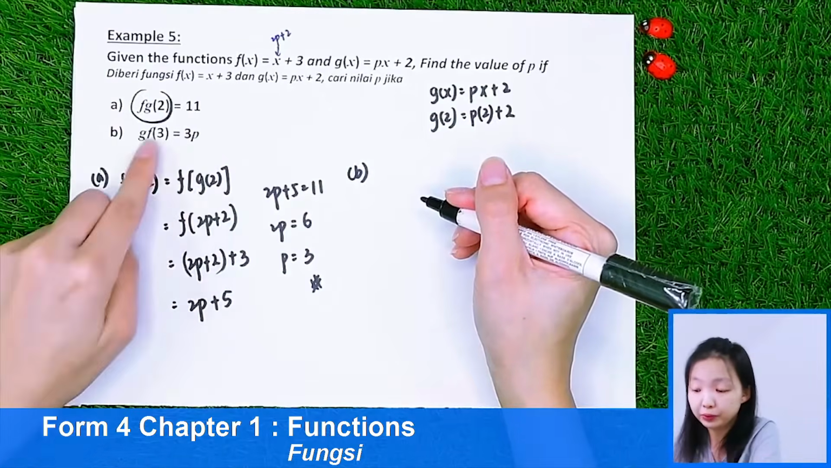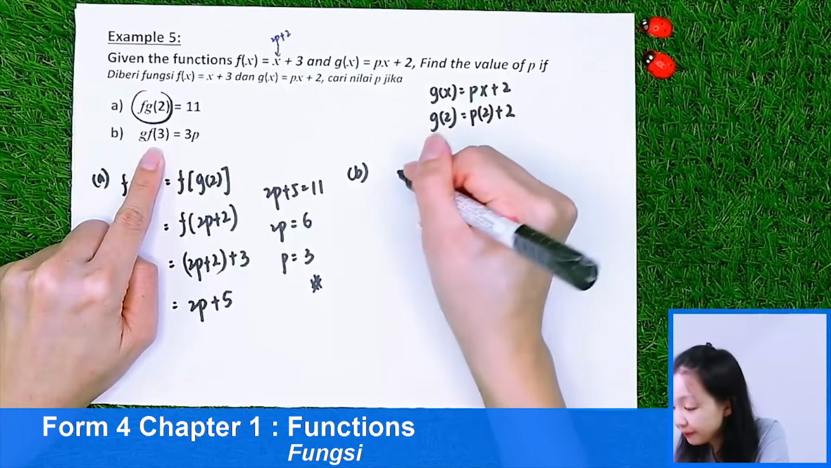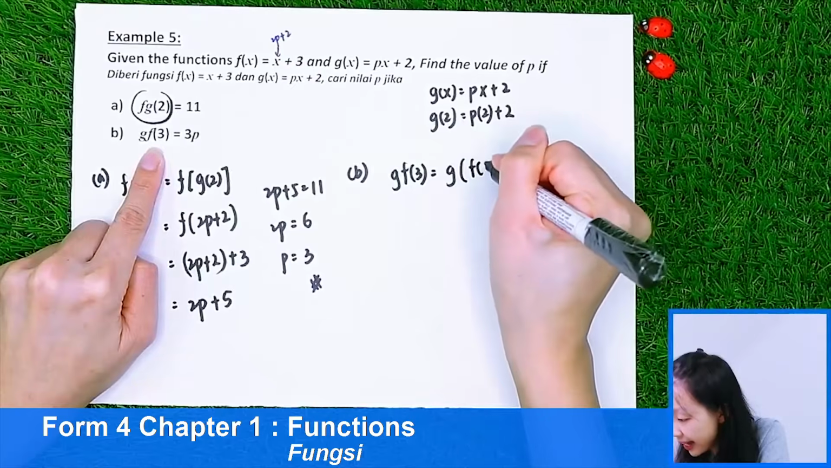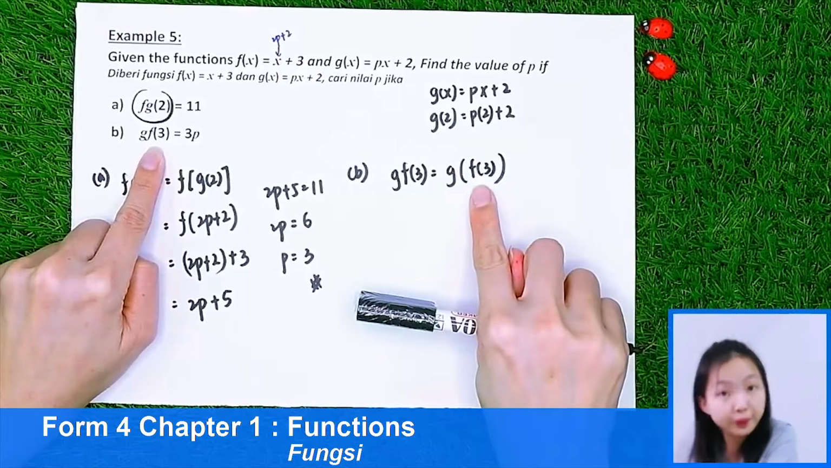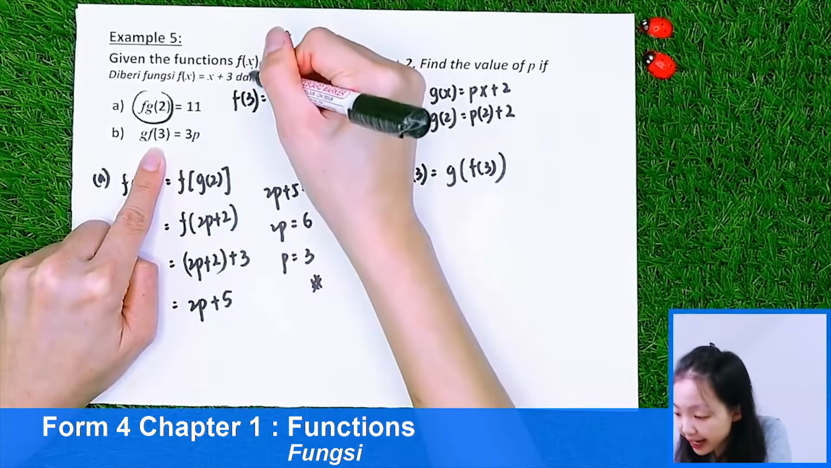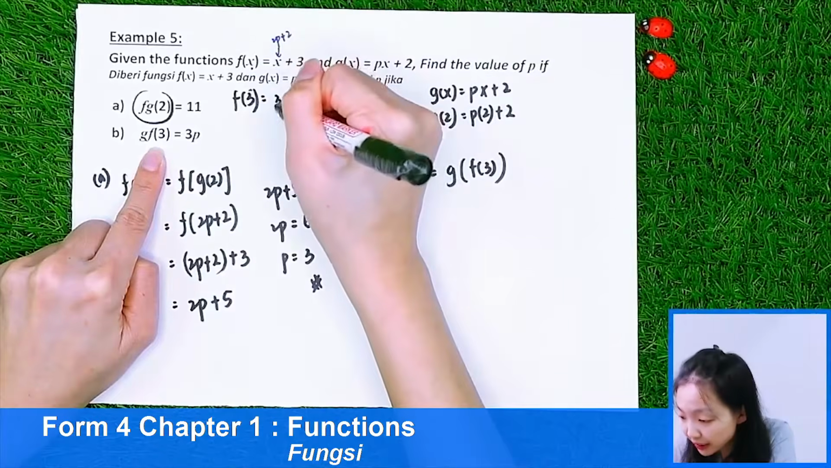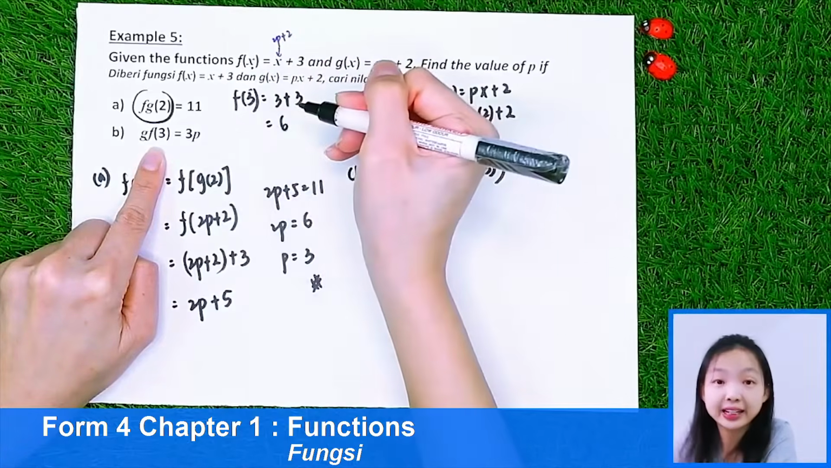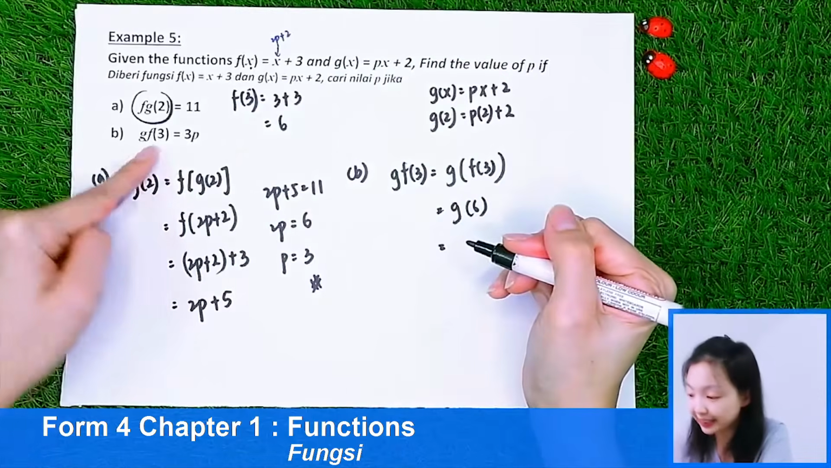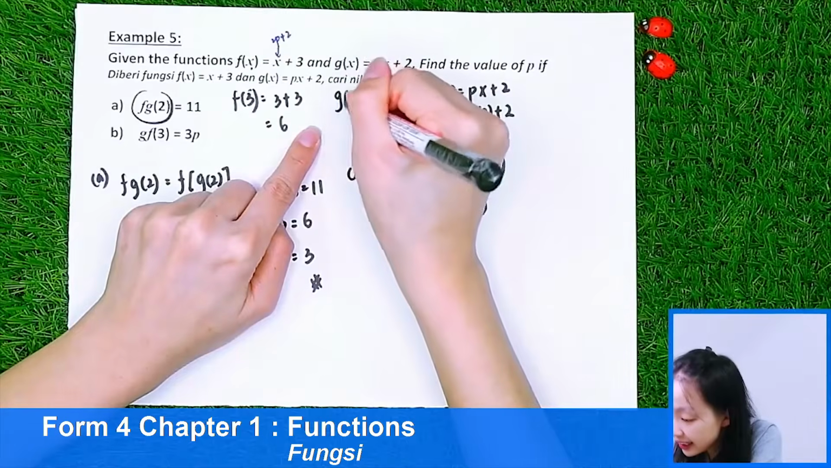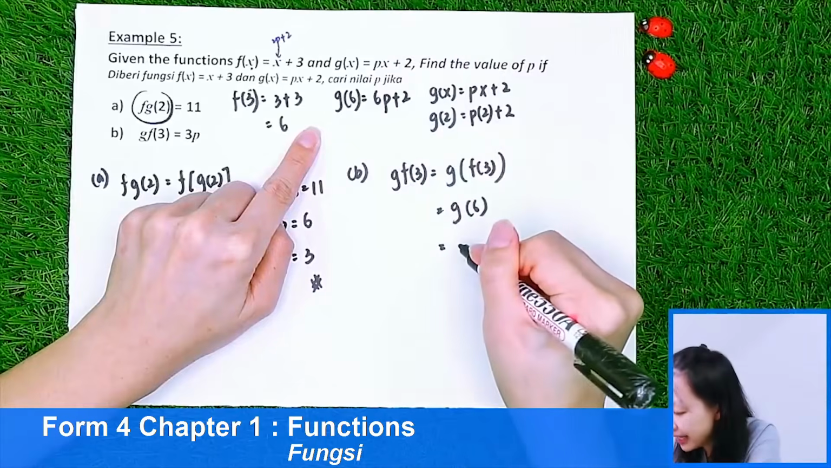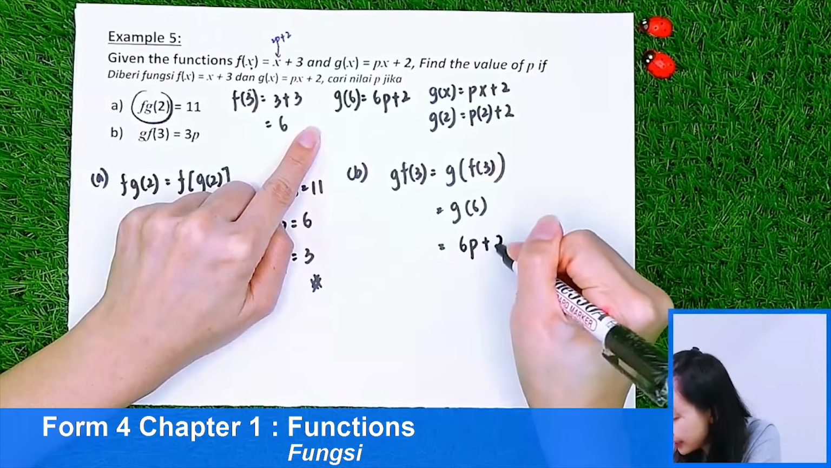Don't worry about the 3p. Let us find the left hand side first. gf3. Now we have to go and find what is f3. Okay, f3, I substitute my x is 3. So 3 plus 3 is equals to 6. So my g6. What will be my answer? g6 is equals to 6p plus 2. So my answer is 6p plus 2.